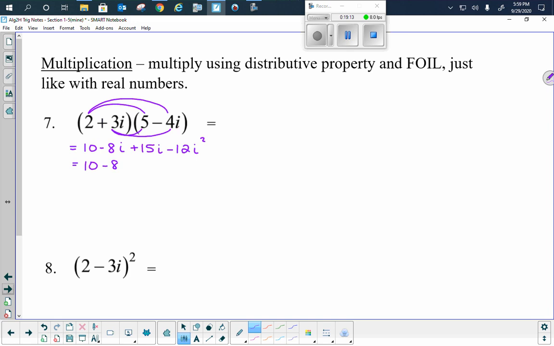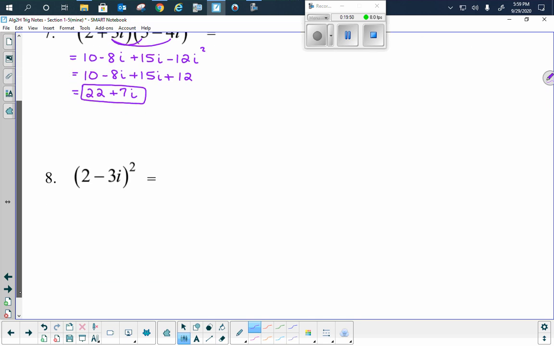Okay, now you're just into the simplification mode. So 10 minus 8i plus 15i. I'm always just going to target my i squared. Remember, i squared equals negative 1, and negative 1 times negative 12 would turn that into positive 12. Okay, I'm ready to combine like terms then. So 10 and 12 will be 22, and 15 minus 8 will give me 7. So 22 plus 7i. What is the real part? 22. What is the imaginary part? 7.